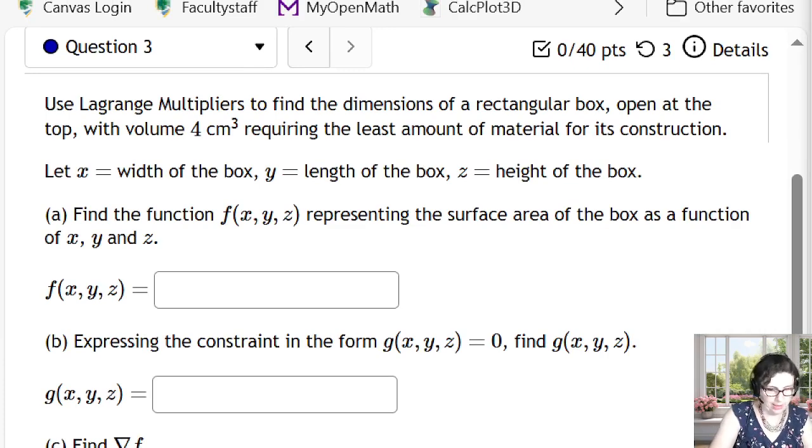So when you read the question, what is it that you need to maximize or minimize? Well, you can see that this is going to be the least amount of material, right? So you are trying to minimize the amount of material. And the volume is not your function f. The fact that the volume is 4, that's your constraint. That's going to go into part g.